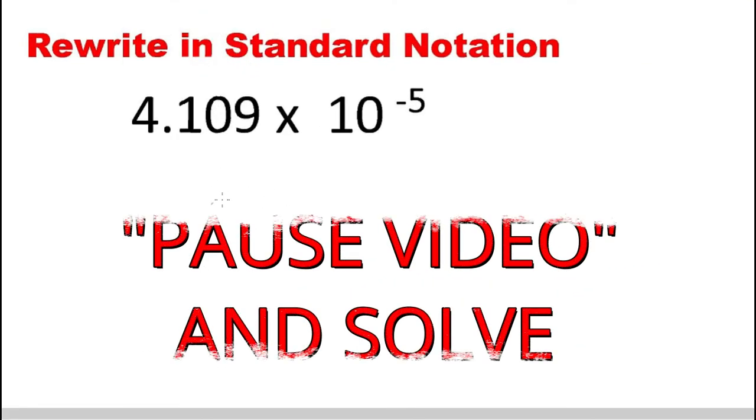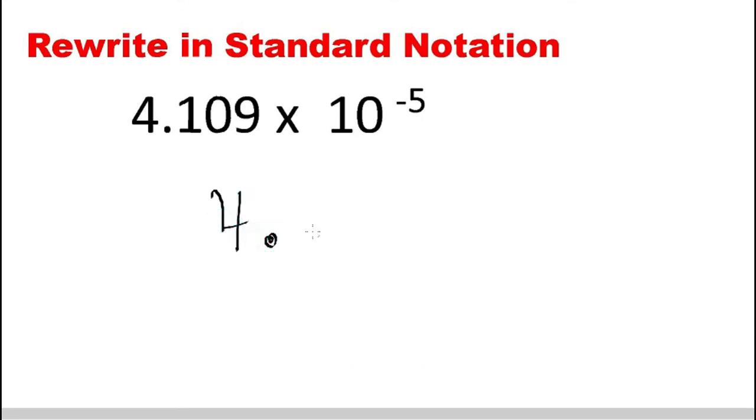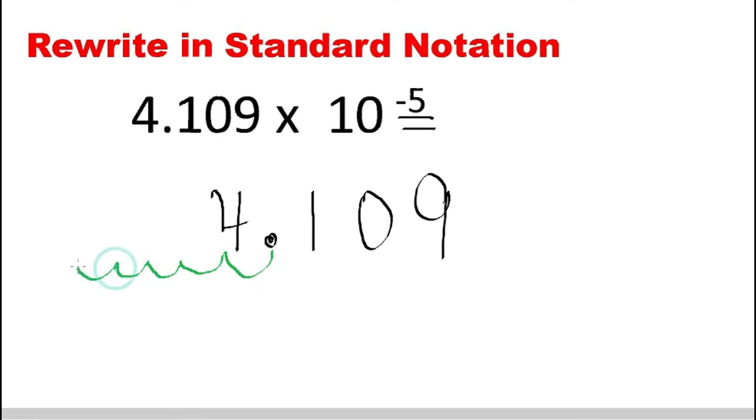Alright, so just like the last one, we're going to rewrite the number. We have 4.109, and this is 10 to the negative 5th. So similar to the last one, we have a negative number here. So instead of moving it to the right, we're going to be moving it to the left. This is going to go 5 spaces to the left. So we're going to go 1, 2, 3, 4, 5. And then I'll put my decimal, and I'll add my zeros right there where the little U is at, right?